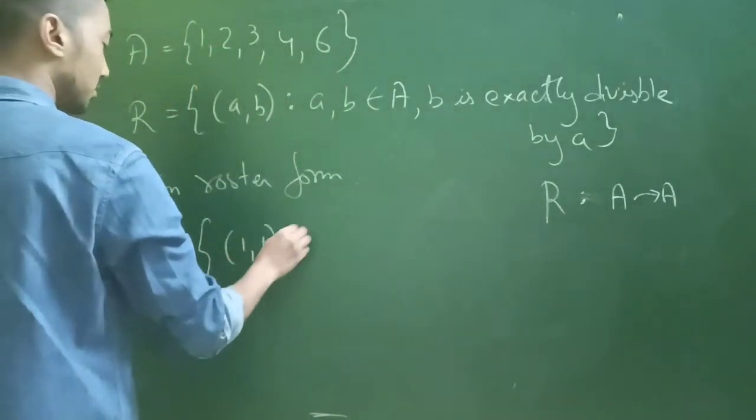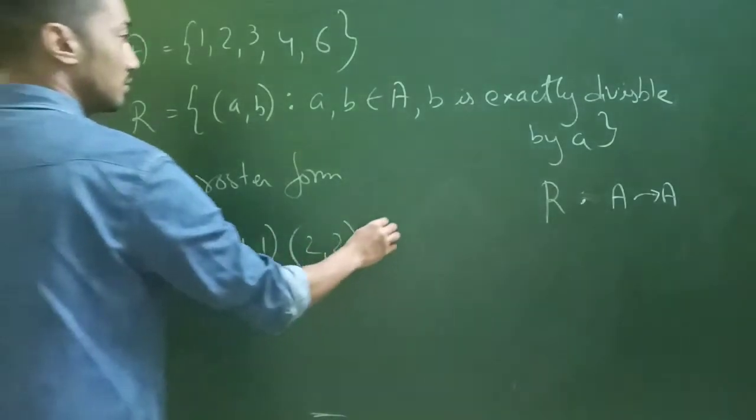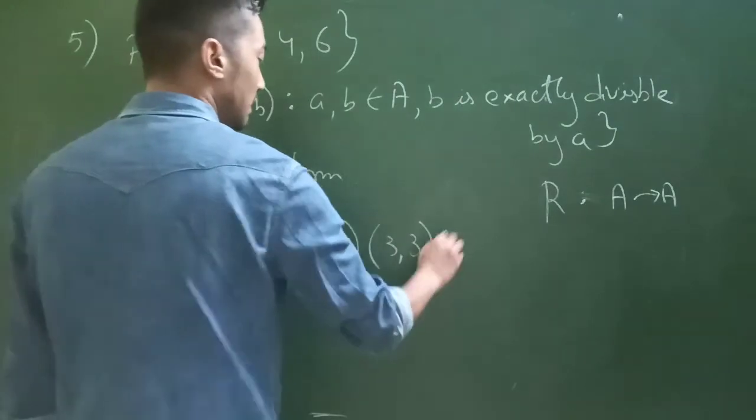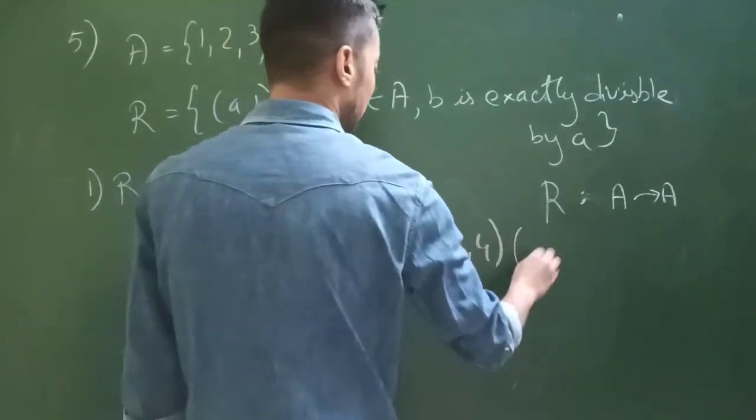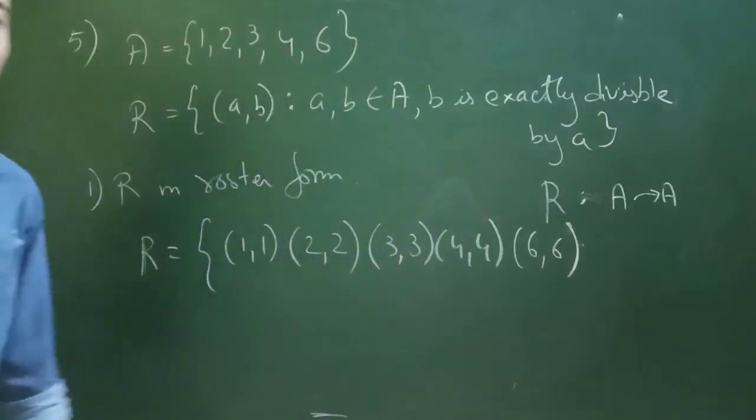So 1 is divisible by 1. 2 is divisible by 2, right? 2 can divide 2. 3 can divide 3, 4 can divide 4, 6 can divide 6. First things first, right? After that, let's look into the other values.